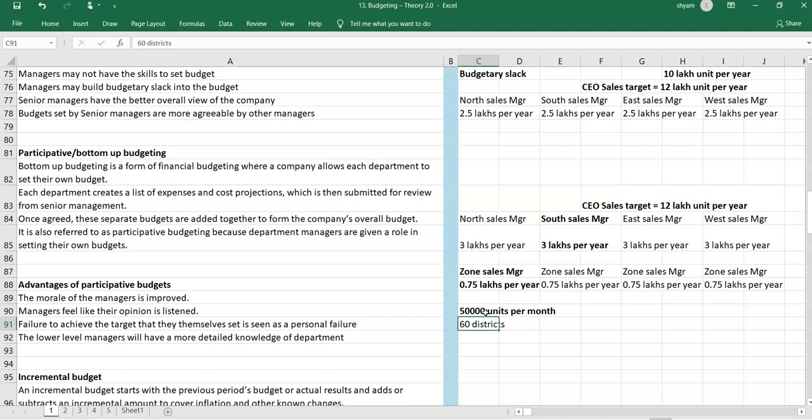So 50,000 units per month would lead to how much? See, that comes to only 30 lakhs. So that becomes a problem. When we ask lower level people to give a target, they can give a higher or a lower target. If they say, sir, we can achieve a maximum of like 40,000 units or something per month.